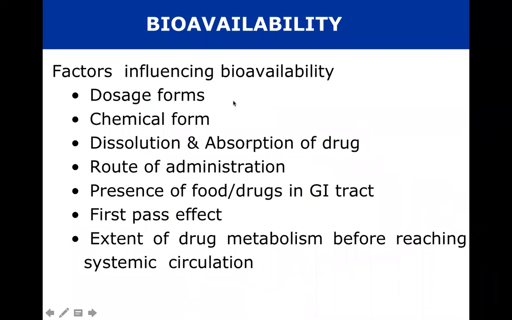Factors influencing the bioavailability: the dosage form, chemical form, dissolution and absorption of a drug, route of administration, presence of food or drug in the GIT, and first pass effect. We will talk about the first pass effect later, the extent of drug metabolism before reaching the systemic circulation.